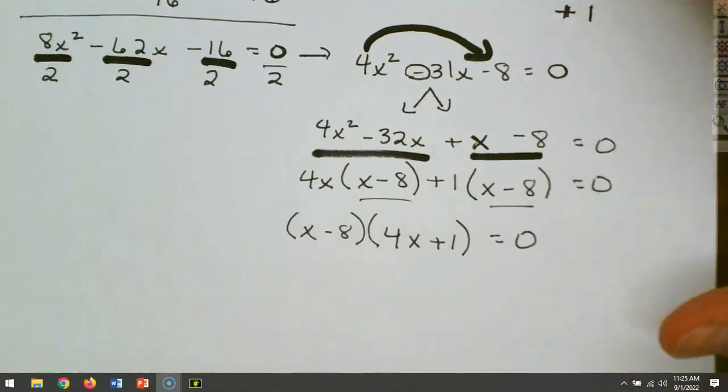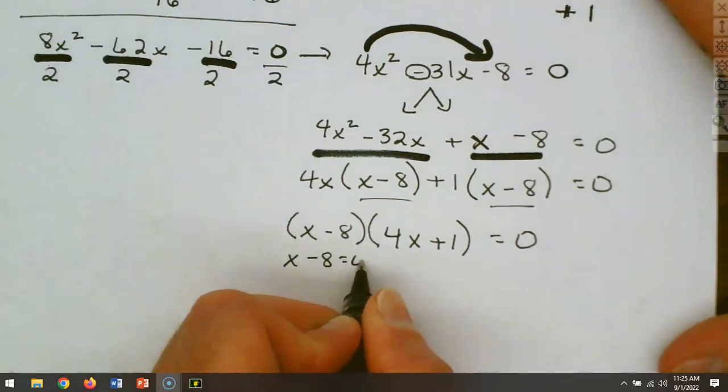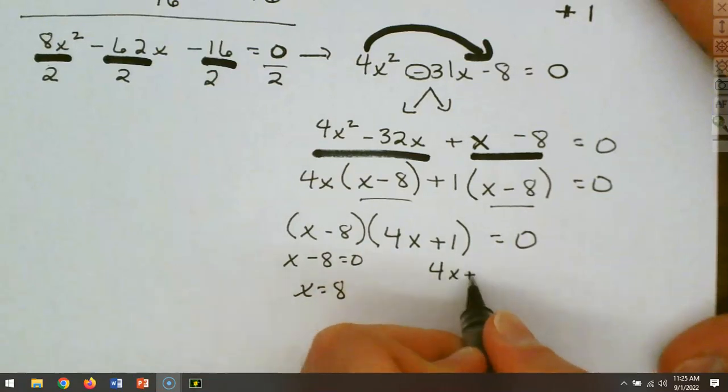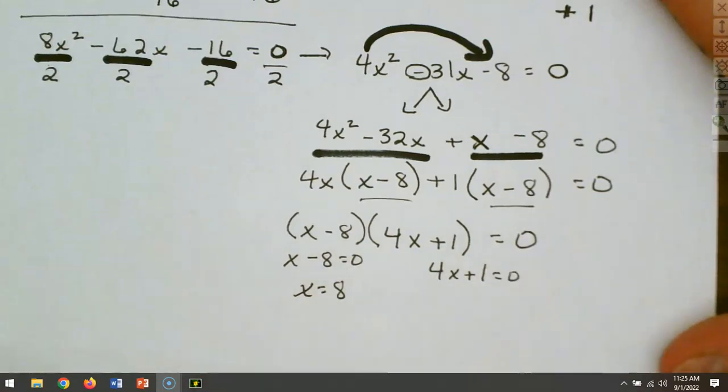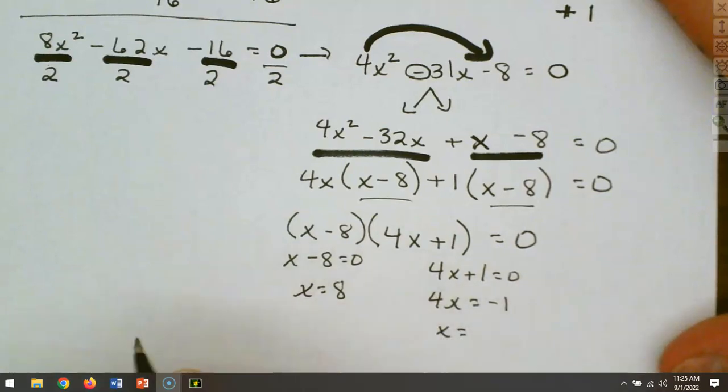Now we can finish it. So x minus 8 equals 0, so x equals 8. And 4x plus 1 equals 0. So 4x equals negative 1. And so x now equals a negative 1/4.